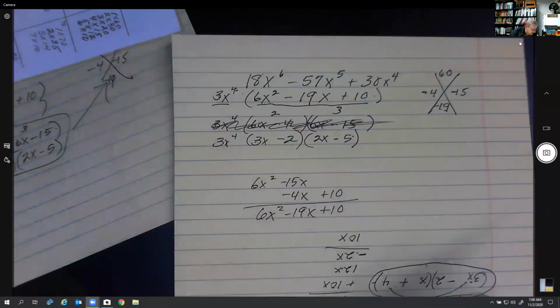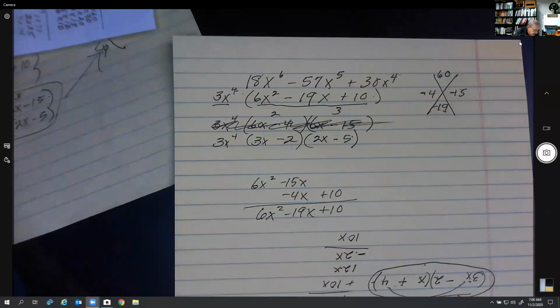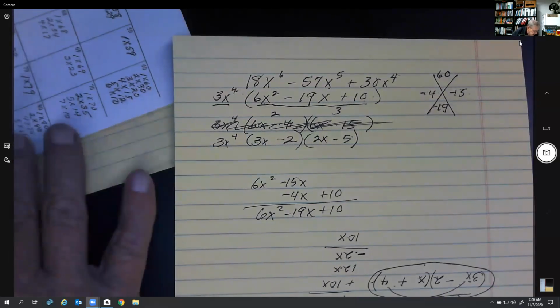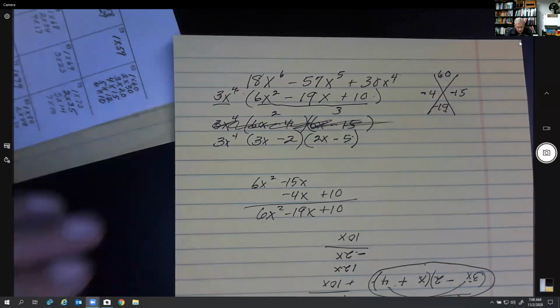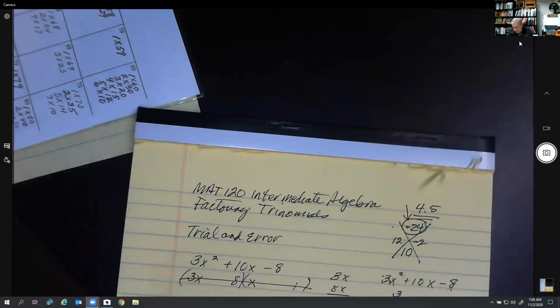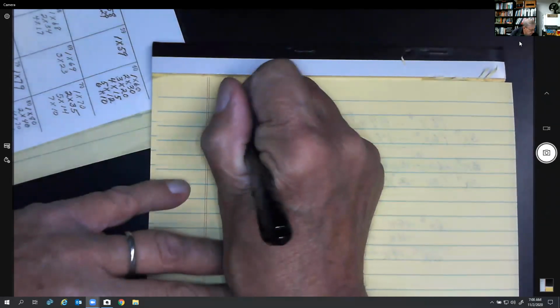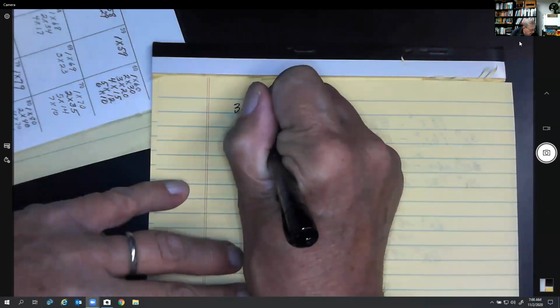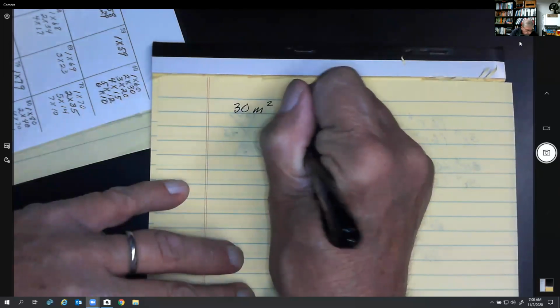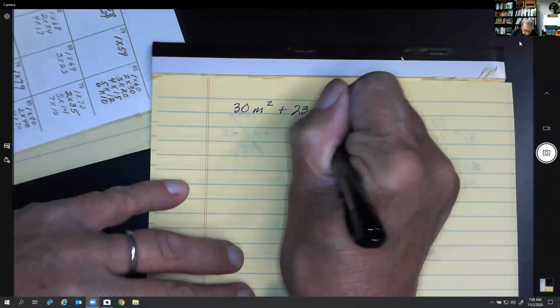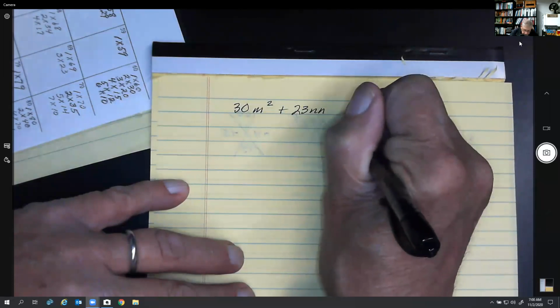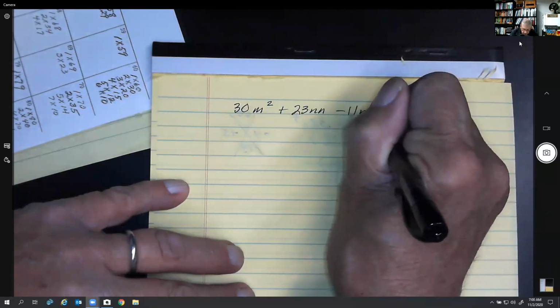So let's try another one, see if we can factor this one down. Sometimes they don't factor, you know, but we're going to see if we can factor them out. Let me try this one. This is example 3. 30m squared plus 23mn minus 11n squared.